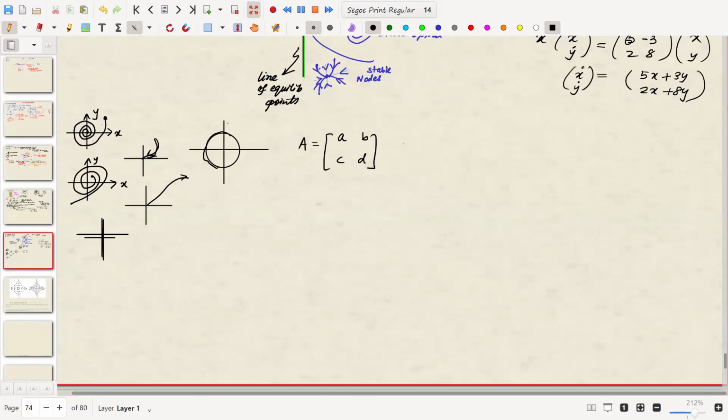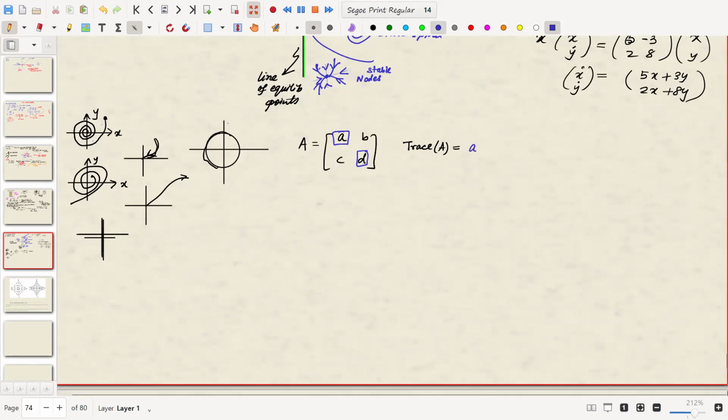So what is the trace of A? Can anyone say what the trace of A is? Trace of A is nothing but the sum of the diagonal elements. What is the sum of the diagonal elements? A.